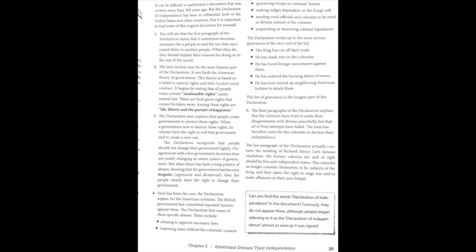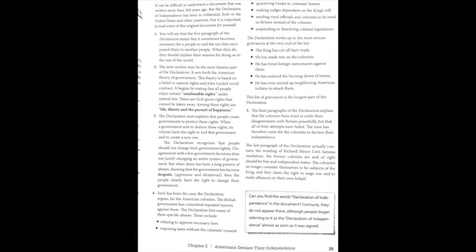Number 2. The next section may be the most famous part of the Declaration. It sets forth the American theory of government. This theory is based on the belief in natural rights and John Locke's social contract. Underline or highlight that. It begins by stating that all people enjoy certain unalienable rights under natural law. These are God-given rights that cannot be taken away. Among these rights are life, liberty, and the pursuit of happiness.